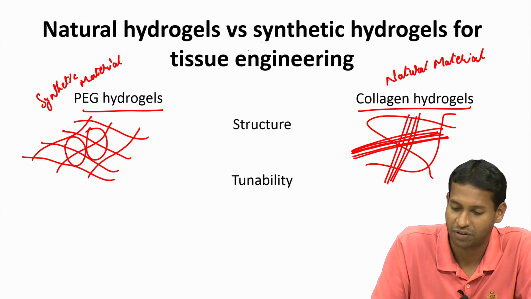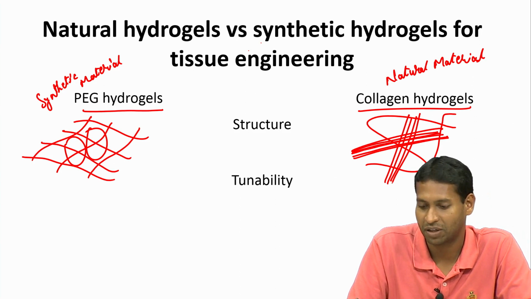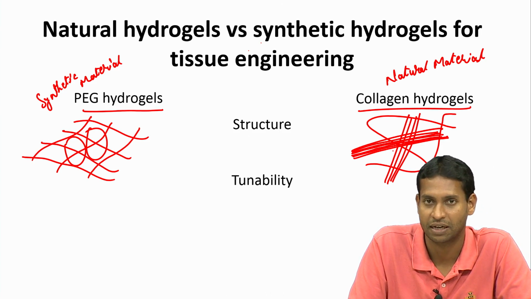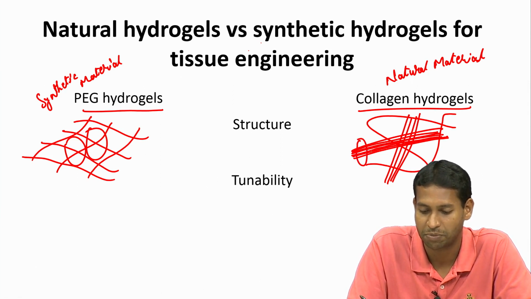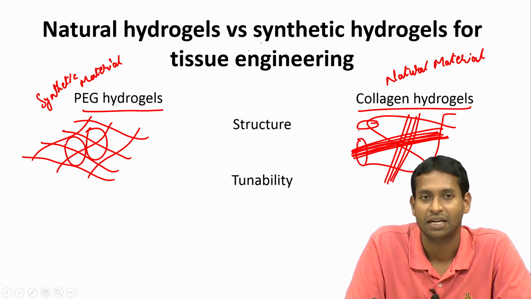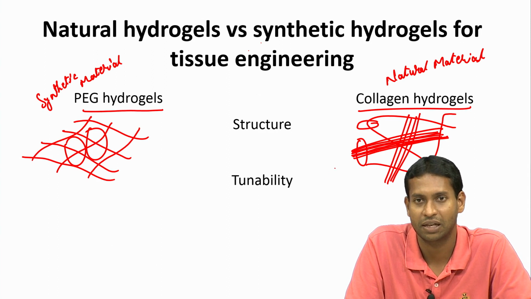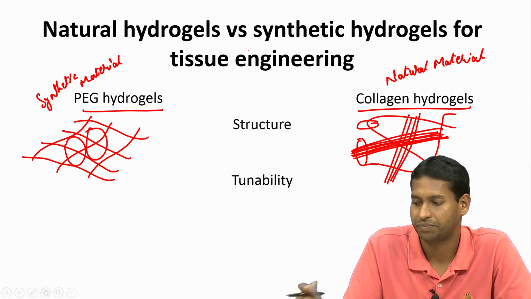Whereas in the case of collagen hydrogels, the control is there, but it is not as much, because these fibrils change the stiffness in the local area. If I measure the stiffness of this particular fiber, it is going to be much stronger than these individual fibers. The other thing is, since they are natural materials, it is hard to modify them, and they self assemble into these structures. So, the control is much lesser.